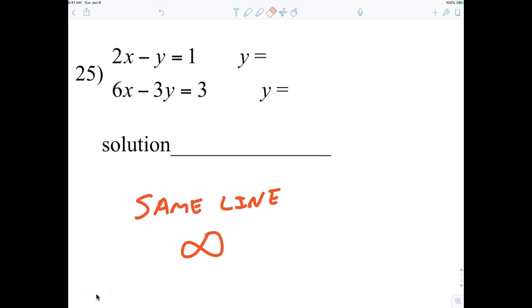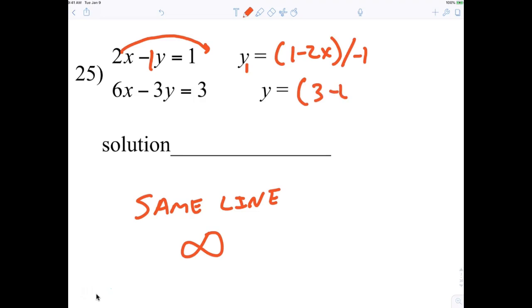So I'm solving. Move the 2x over. Parentheses, 1 minus 2x divided by negative 1. Now, you need to look up there and say, okay, I understand what he's doing. Anybody have any questions with y1? Why did you do 1 minus 2x divided by negative 1? Because it's easy to see. I just move the 2x and I divide by negative 1. Just like this one. I'm going to do parentheses, 3 minus 6x divided by what? Negative 3.